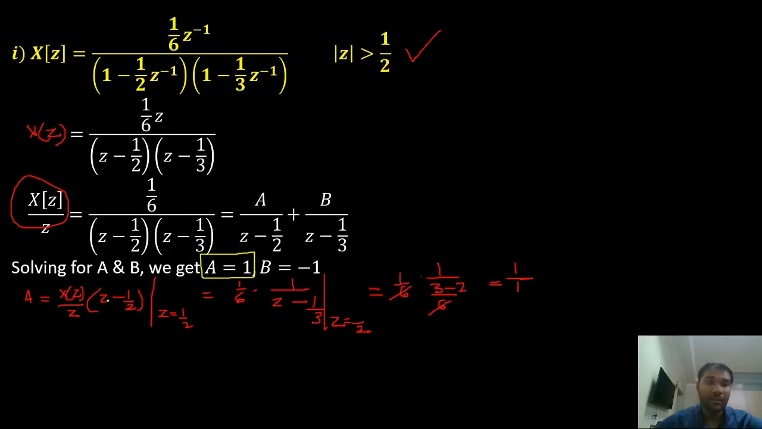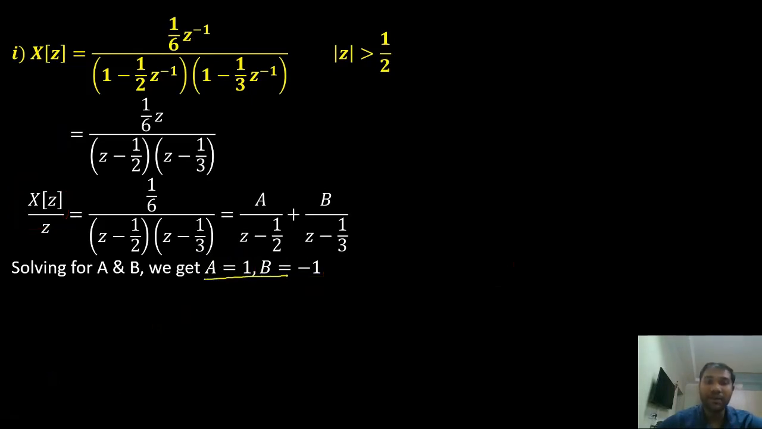Similarly, if I multiply x of z by z with z minus 1 by 3 and substitute z equals 1 by 3, then I'll get the b value. B value is minus 1. Same method. Now I will substitute the values of a and b in this equation. My x of z by z will now be equal to 1 by z minus 1 by 2, minus 1 by z minus 1 by 3.